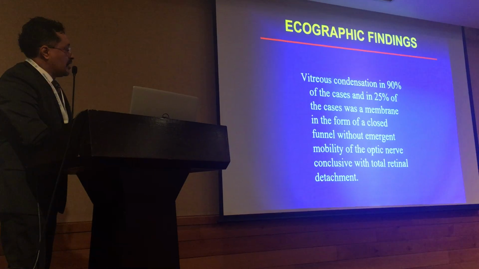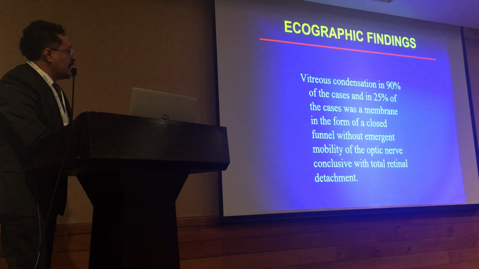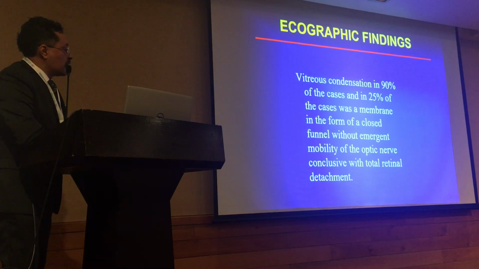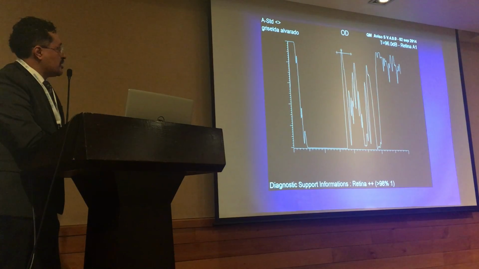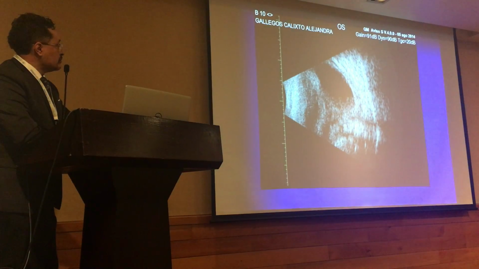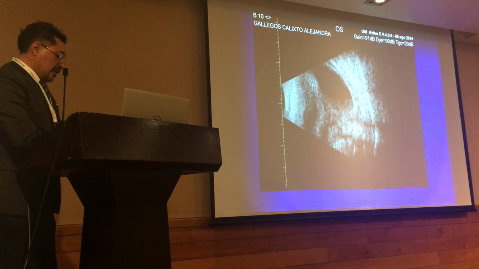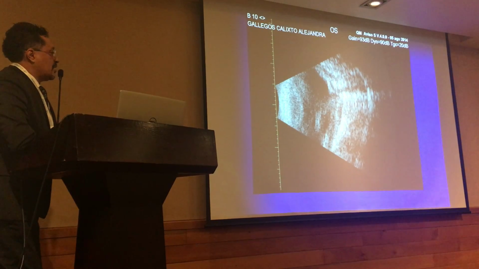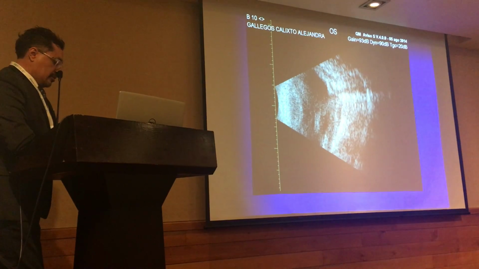But in 90% we found a closed funnel emerging from the optic nerve, and it was compatible with retinal detachment. These are some examples of positive retinal detachment in A-scan and positive B-scan. Other cases have a disorder inside the eye, and we cannot find the retinal detachment or other membranes so well, and sometimes the vitreous has minimal hemorrhage or some condensed vitreous.